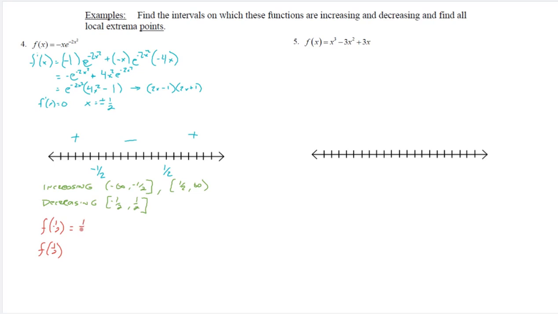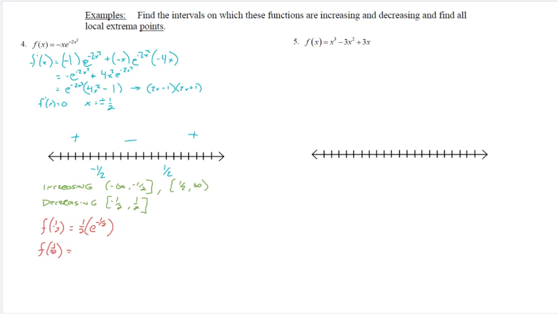So negative 1/2 in here is going to be negative 1/2 times e to the negative 2x squared. The negative 1/2 x squared is going to give us 1/4, so it still becomes positive. So this becomes a negative 2 over 4, which we can reduce to a negative 1/2. Okay, so this is 1/2 times e to the 1/2.